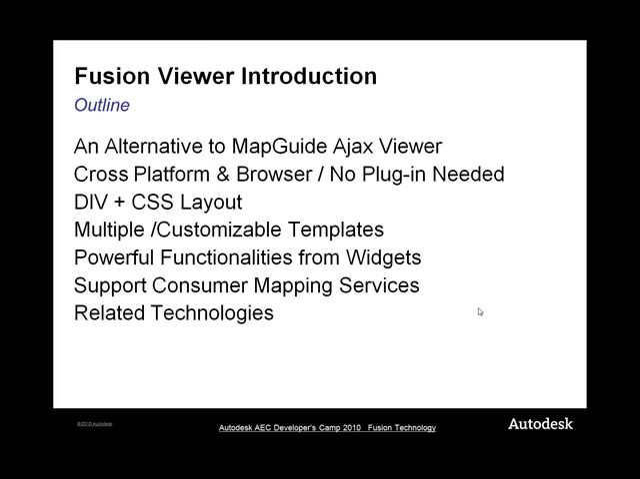As an alternative to the MapGuide Ajax Viewer, Fusion Viewer is based on Ajax technology and implemented by pure JavaScript. It can be browsed by most common browsers on different operating systems without downloading and installing any plugins. Fusion uses DIV plus CSS layout and provides multiple built-in templates with powerful functionalities from widgets. It also supports consumer mapping services, such as Google Maps, Bing Maps, and etc.